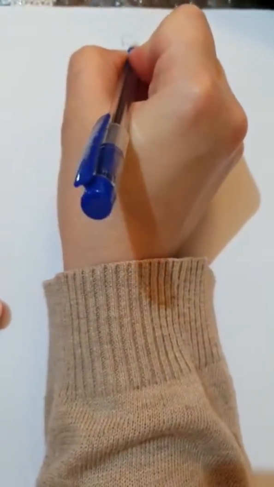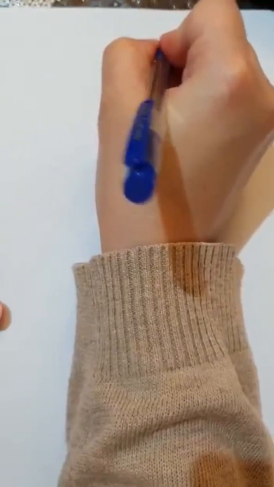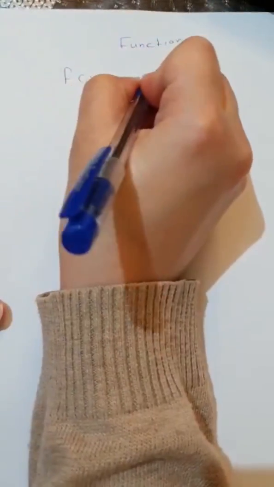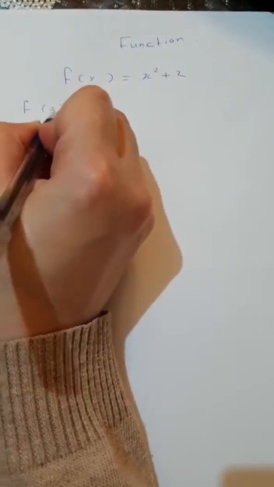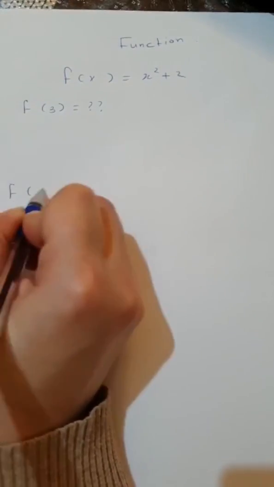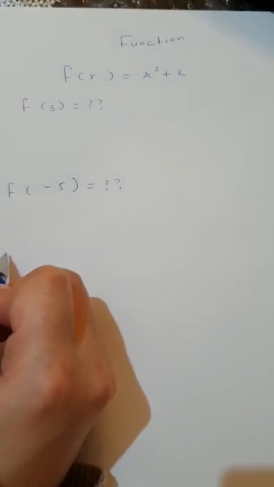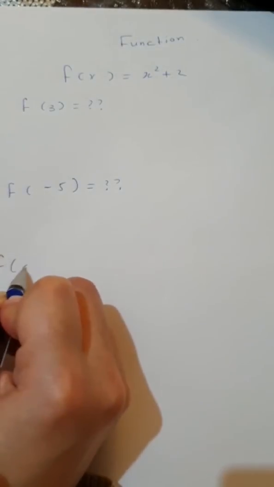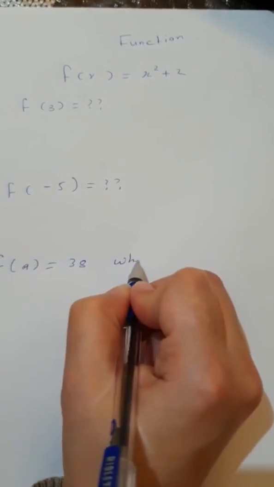We're going to do some exercises about functions from past paper questions. I'm going to start with this question. If we have f of x equal to x squared plus 2, the first question asks me to find f of 3. The second question asks me to find f of negative 5. And they also ask me to find f of a equal to 38, and to find what a is.